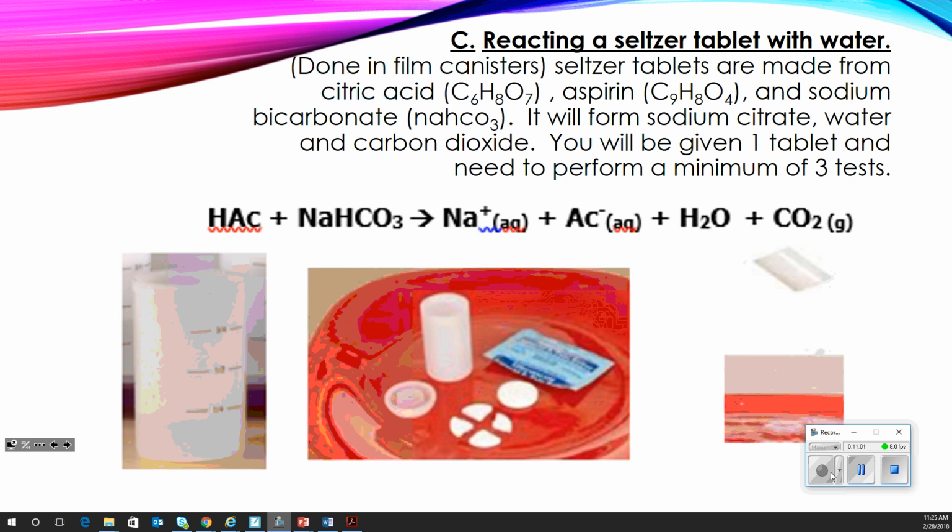Okay, the last one is the one that's a favorite of all the kids. This one is, we're doing seltzer tablets in film canisters. This one has to be done outside.